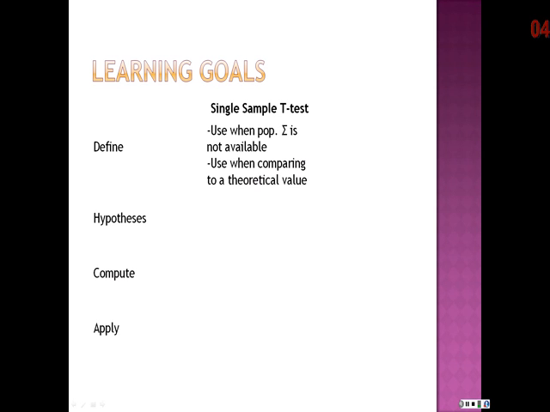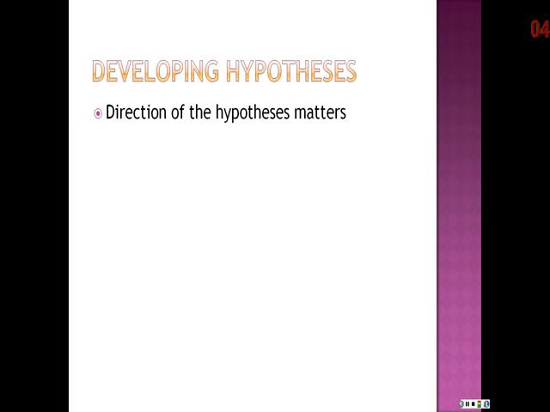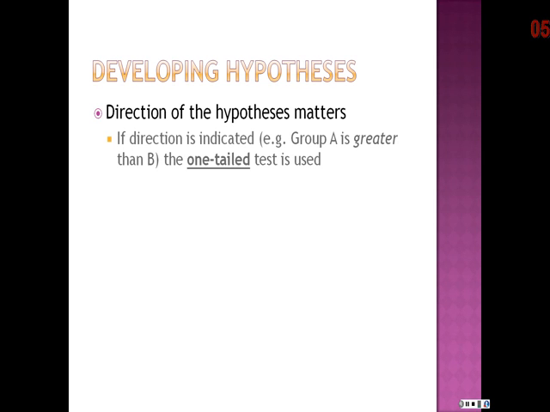So we've gone through and we've defined the single sample t-test, so when to use the single sample t-test and what two conditions. Now what we'll do is we'll talk a little bit about hypotheses, because hypotheses in this case are going to be a little bit different than the z-score for the sample mean. So in this case, developing hypotheses for the t-tests in general, not just the single sample, but all t-tests that you'll encounter in this class, direction of the hypothesis matters.